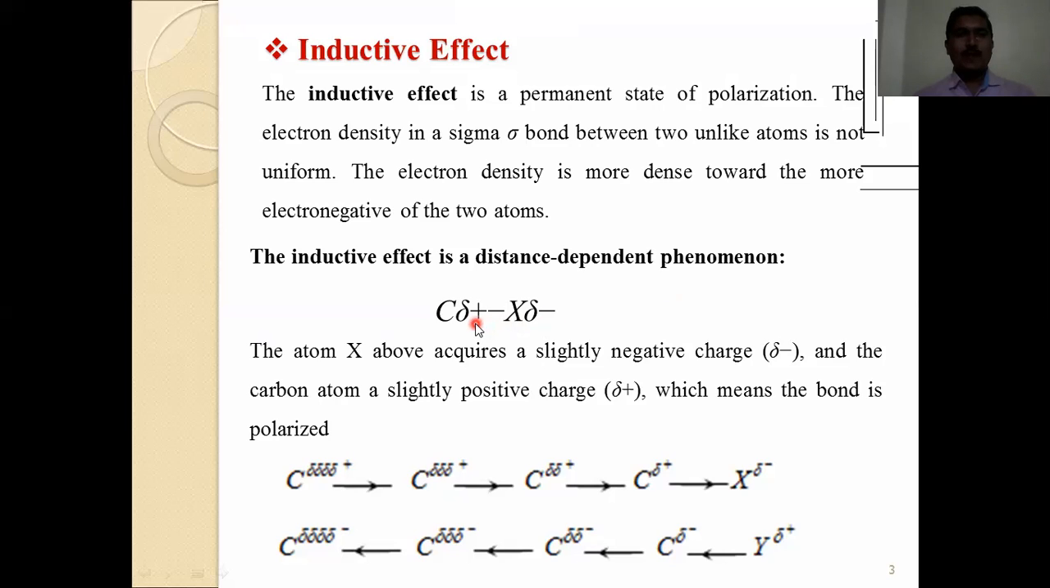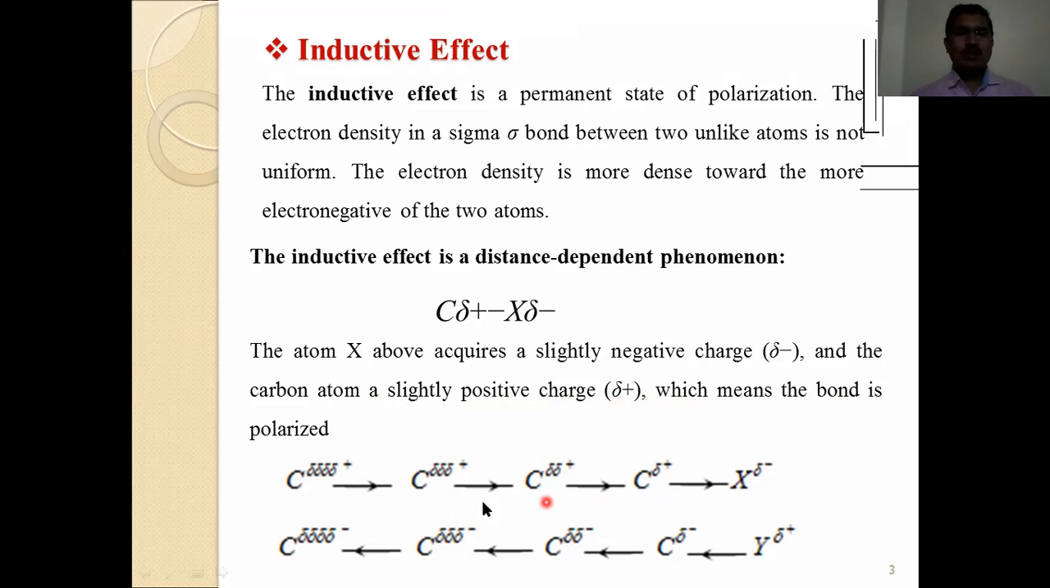Here, one is an electropositive atom and one is an electronegative atom. For example, carbon and halogen. X means halogen. It may be fluorine, chlorine, bromine, or iodine. We know that carbon is an electropositive element, so delta positive is here, and halogens are electronegative, so on the X atom is delta negative. The atom X acquires a slightly negative charge, delta negative, and the carbon atom a slightly positive charge, delta positive, which means the bond is polarized.